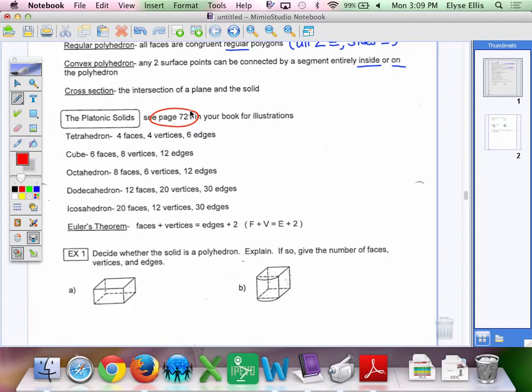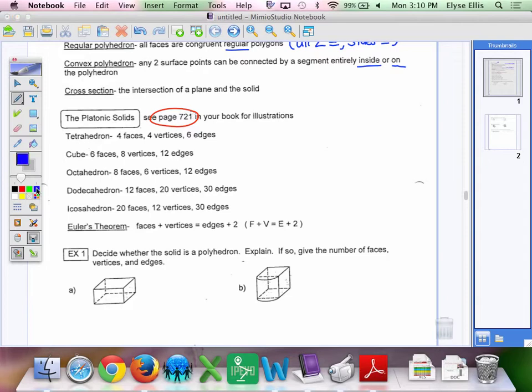There's the tetrahedron. It always has 4 faces, 4 vertices, and 6 edges. A cube you see all the time. It has 6 faces, 8 vertices, 12 edges. An octahedron has 8 faces, 6 vertices, 12 edges. A dodecahedron has 12 faces, 20 vertices, 30 edges. An icosahedron has 20 faces, 12 vertices, and 30 edges. You do not have to memorize those combinations, but they're just really cool, special solids that I think you should probably check out tonight.